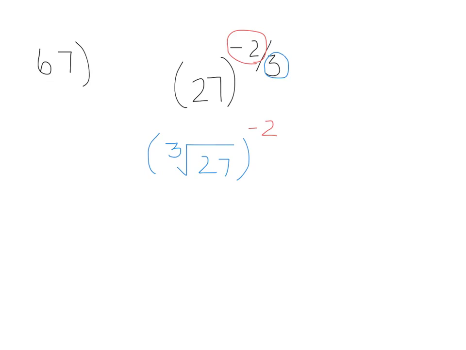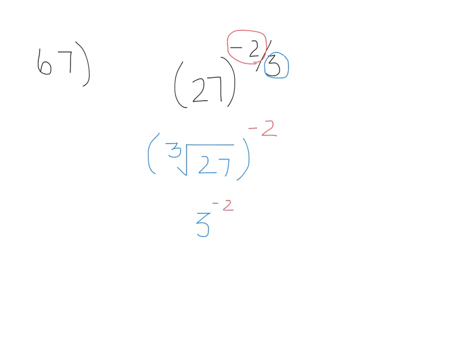So the denominator of the rational exponent is always the root, and the numerator is the higher power that we're going to raise it to. So if we ask you, what's the cube root of 27, we know that that's 3, because if we multiply 3 3's together, we get 27.